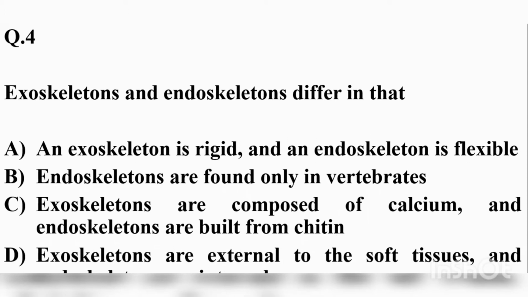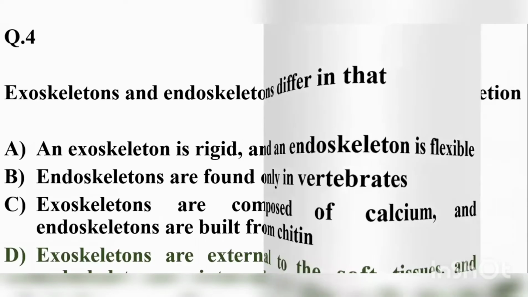Exoskeletons are external to the soft tissues and endoskeletons are internal. Yes, it is the right statement that endoskeletons are internal to the muscles and exoskeletons are outer to the muscles. Exoskeleton is ectodermal in origin and endoskeleton is endodermal.